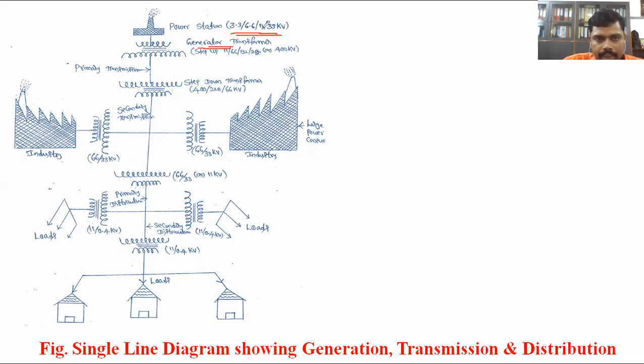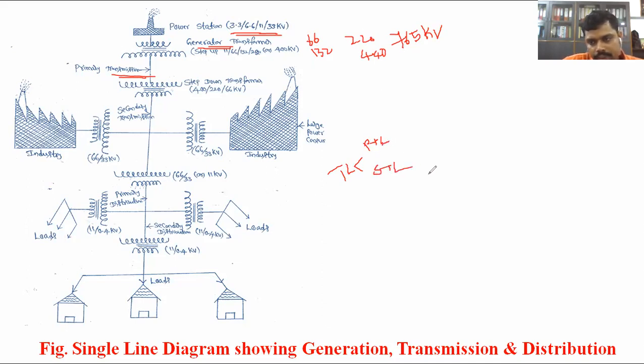Here, this 3.3, 6.6, or 11 kV, we step up based upon the line length, based upon the distance, to 66 kV, 132 kV, 220, 400, or 765 kV. The transmission line is again classified into two types: one is the primary transmission line, another one is the secondary transmission line.